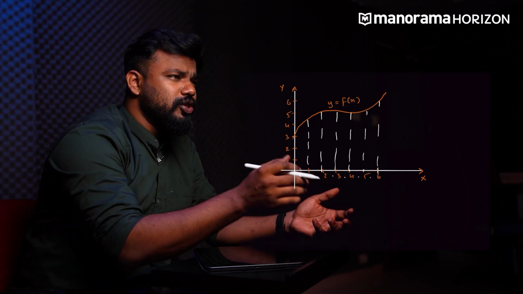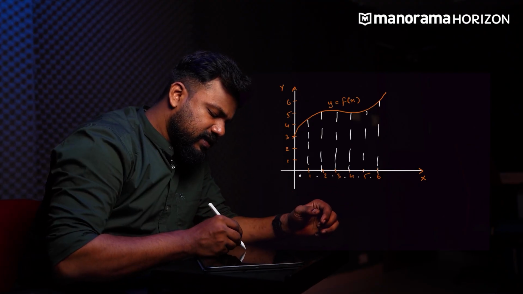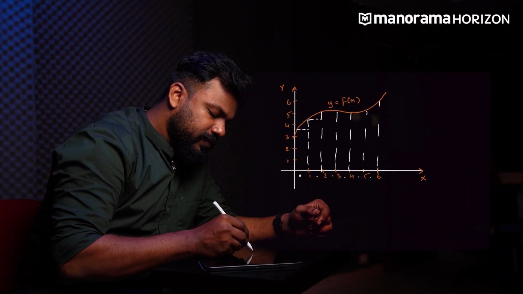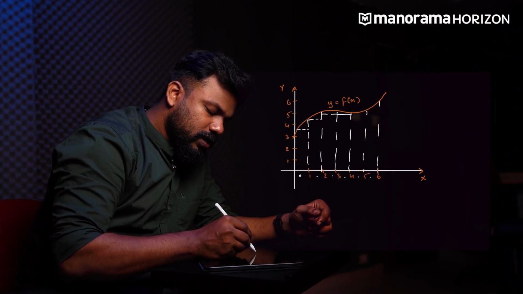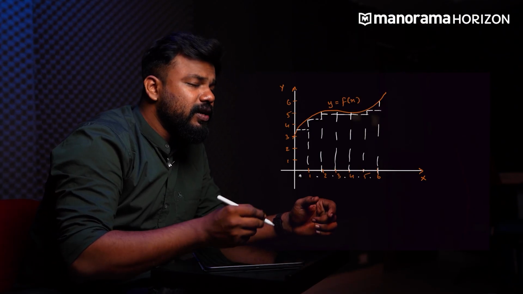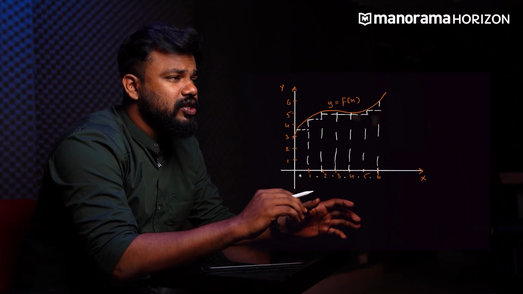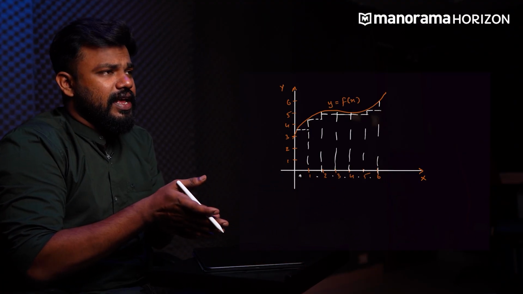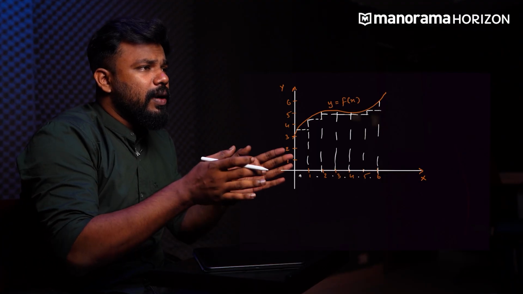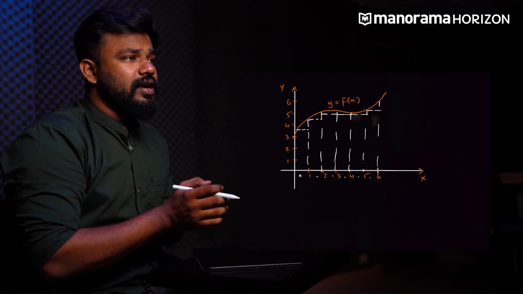So almost a rectangle, not an exact rectangle. You can see that there is a slight difference over here, here, here. So it's not a perfect rectangle, but it's almost looking like a rectangle. So I can find out the area under this graph by dividing that into small rectangles.